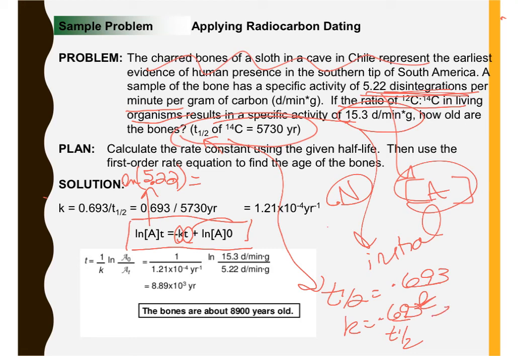All right, and that tells us then that K is 1.21 times 10 to the minus 4. And since it's a first order reaction, I know that the units are 1 over time. In this case, it's years. So here's the value of K. So I'm going to go back up here and plug that in for K. We're solving for time, which is the age of the fossil. And now we have to do plus log of concentration A at time 0, which is 15.3.